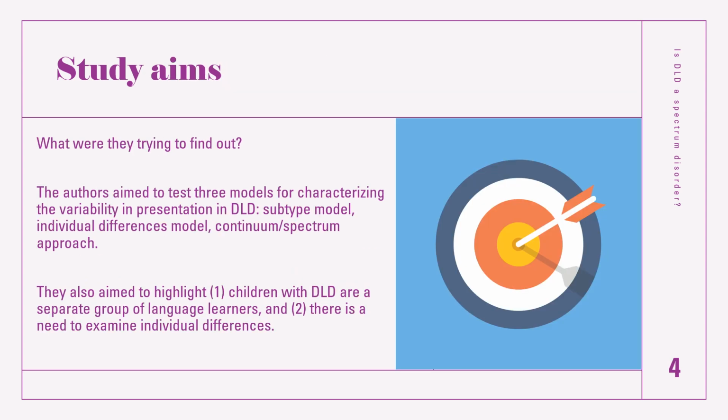Study aims. What were the researchers trying to find out? The authors aimed to test 3 models for characterising the variability and presentation in DLD. Namely, these models were the subtype model, the individual differences model, and the continuum spectrum approach.